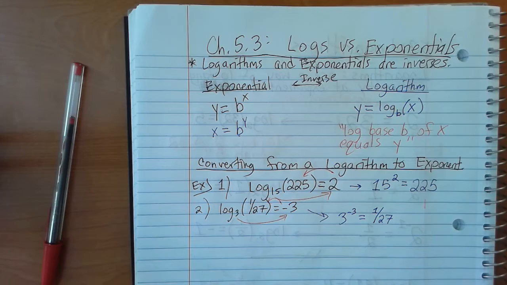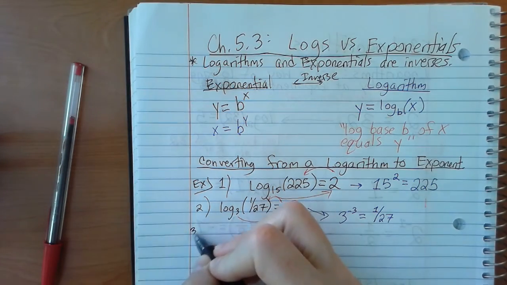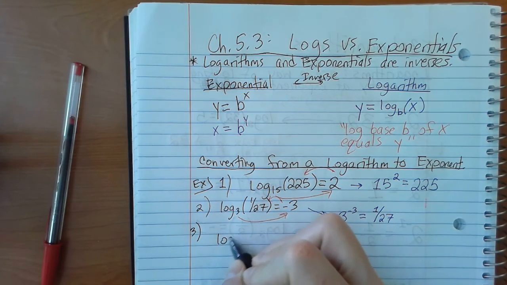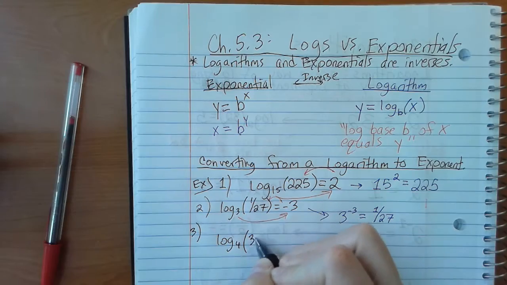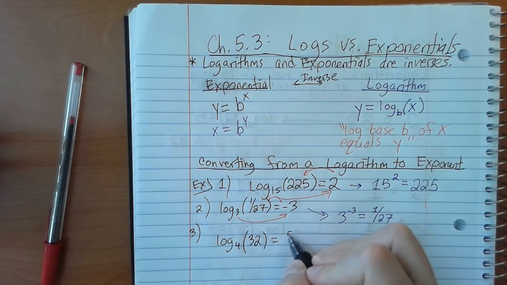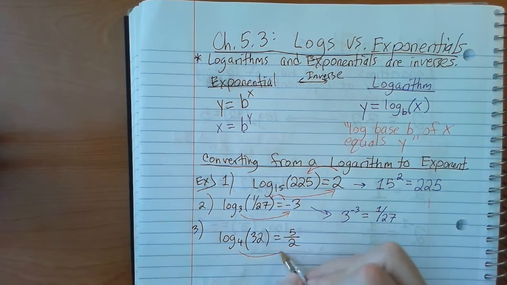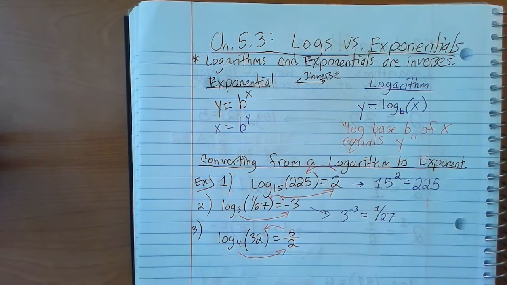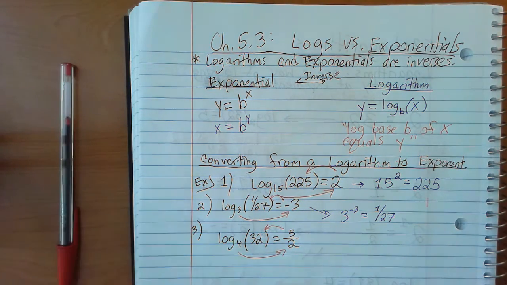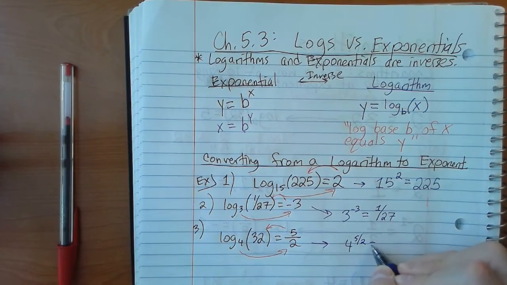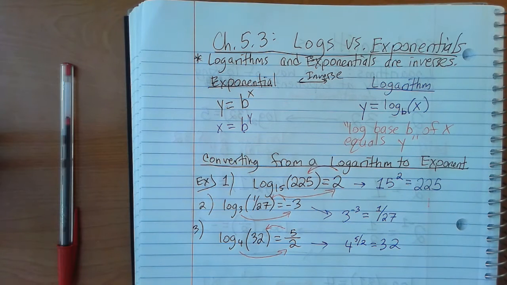And the last example we have is a little bit different. We have log base 4 of 32 is equal to 5 over 2. So if we draw our arrows, 4 to the power of 5 halves equals 32. And we can just write it exactly like that. 4 to the power of 5 halves equals 32. And we could check that in our calculator as well, but it is in fact true, even if it has that rational exponent, fraction exponent.